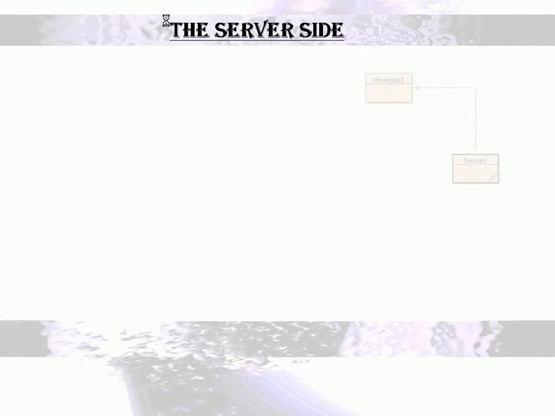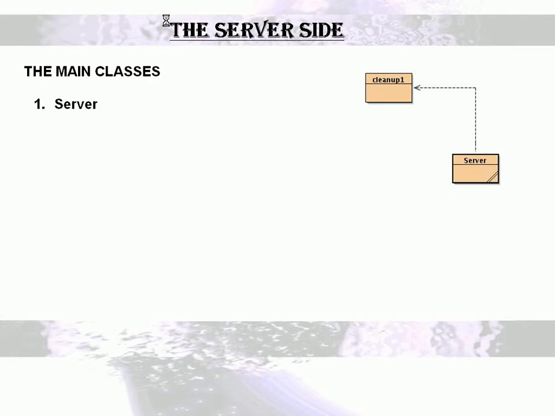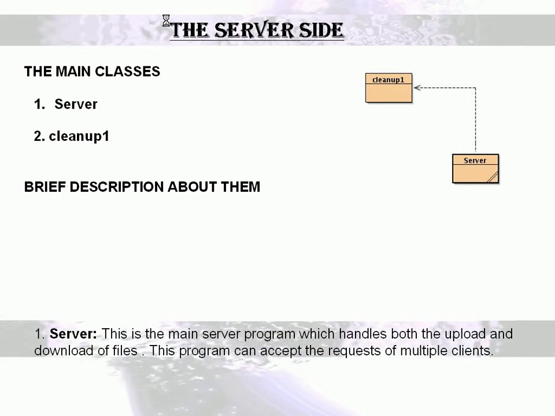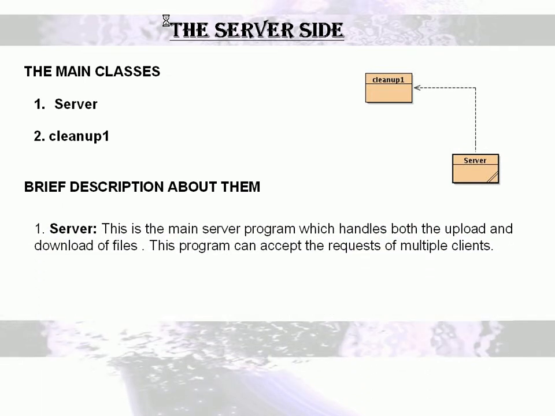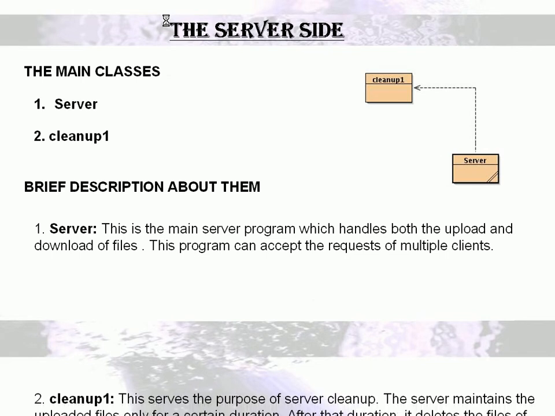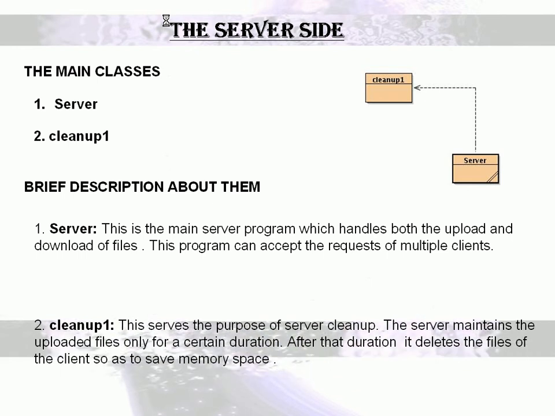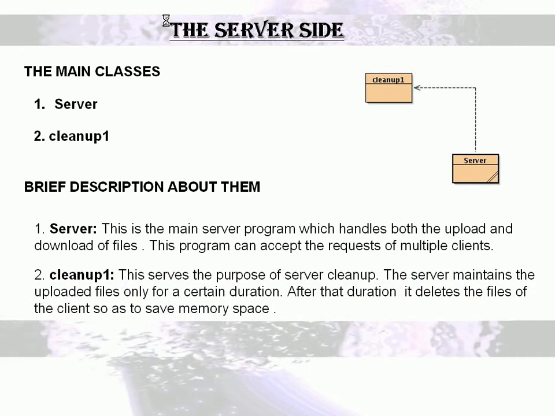Moving over to the server side, it comprises two main classes, server and cleanup1. Let us have a brief description of the classes used. Server is the main server program which handles both the upload and download of files. This program can accept the requests of multiple clients. Cleanup1 serves the purpose of server cleanup. The server maintains the uploaded files only for a certain duration. After that duration, it deletes the files of the client so as to save the memory space.